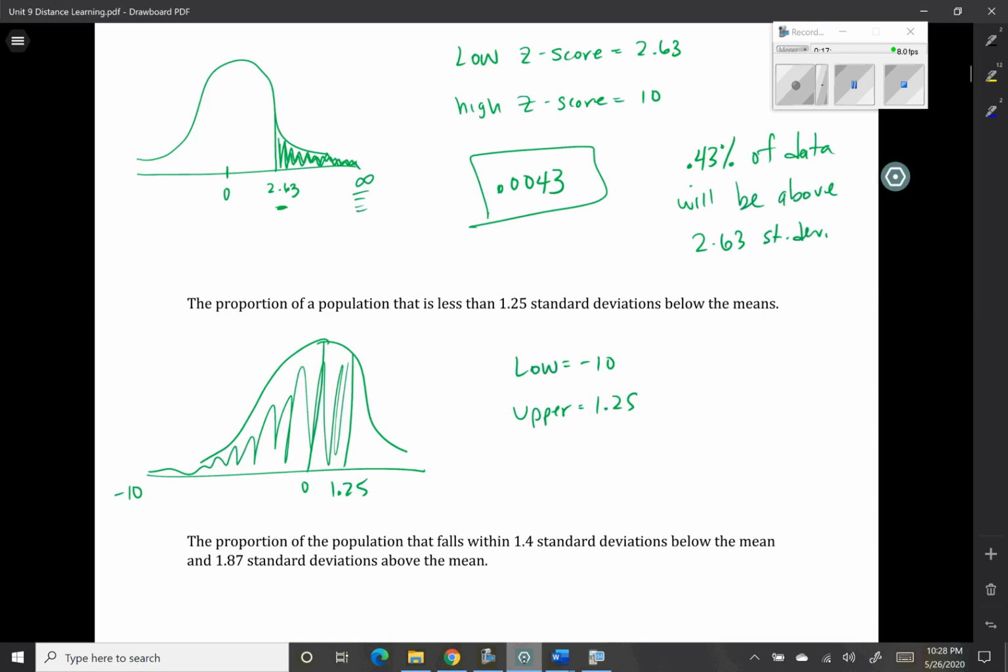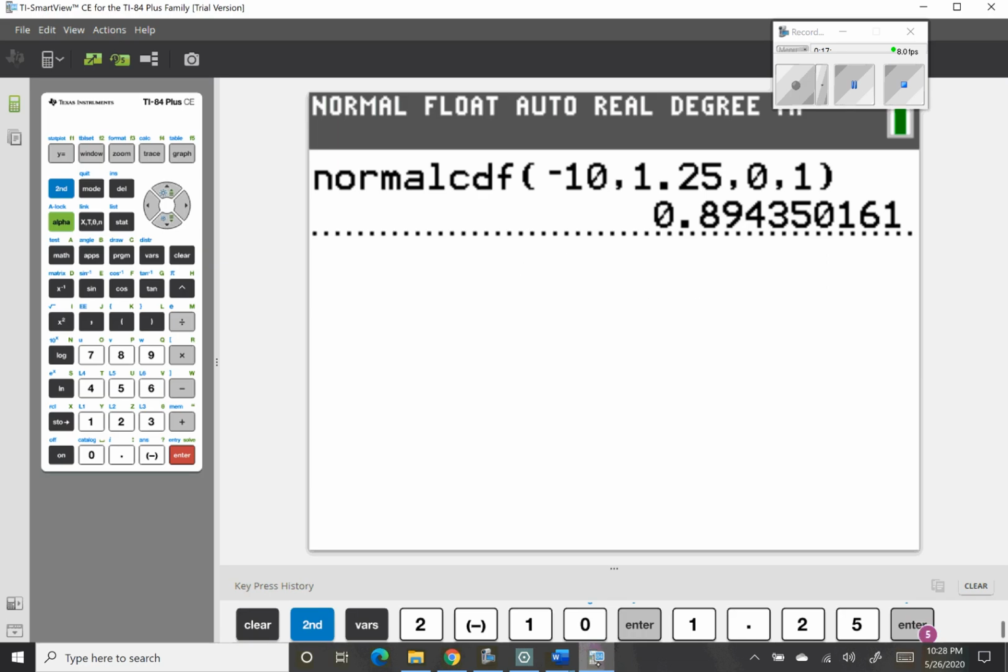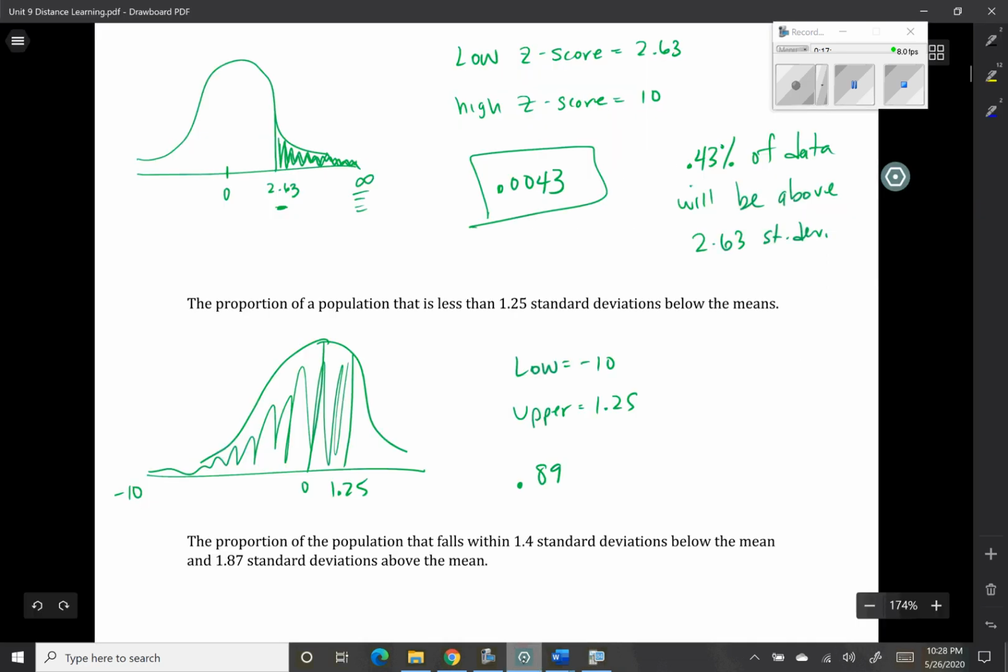And when I look at this proportion, it was 0.894 or 89.4% of the data. So almost 90% of your data is going to fall within this range of numbers here. Notice this is really just calculator work, right? Understand what the words mean like we did on the first page, and now it's just calculator work.